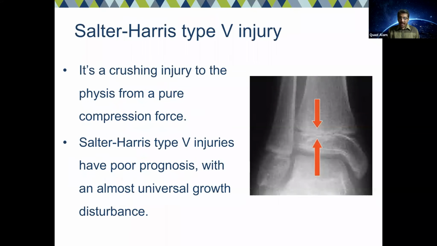In Salter-Harris type 5, as it is a crushing injury, this has the most devastating outcome, and it definitely would lead to limb length discrepancy, as there will be complete cessation of growth.